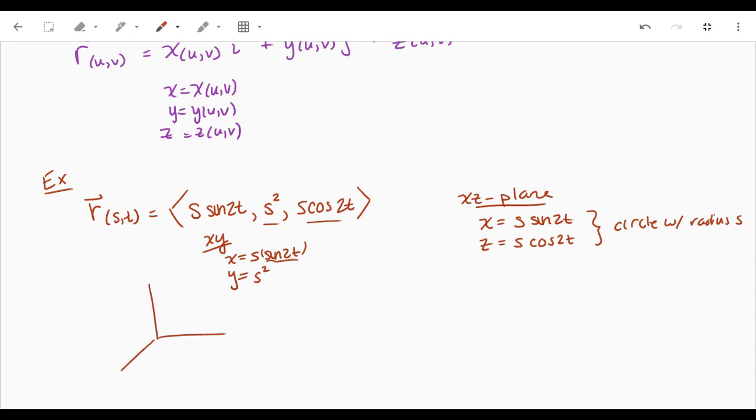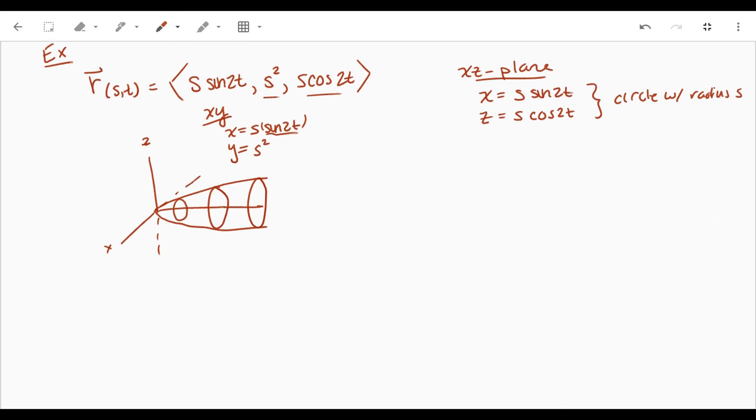This one would be a circular paraboloid. Again, in your xz plane, we'd have circles, and as s gets bigger, you can see the parabola shape that we would have in your xy plane or your yz plane. That's your general idea. That's a circular paraboloid with the y-axis as its axis.